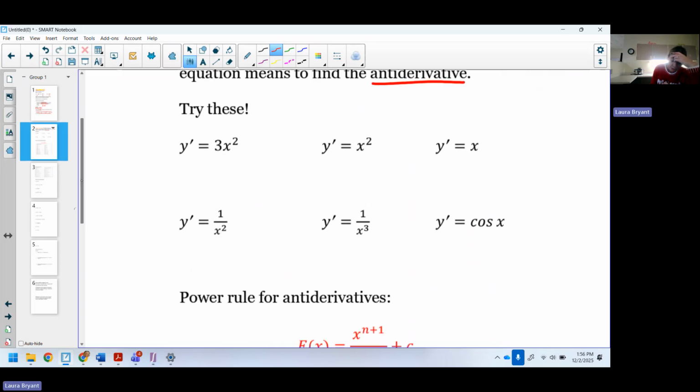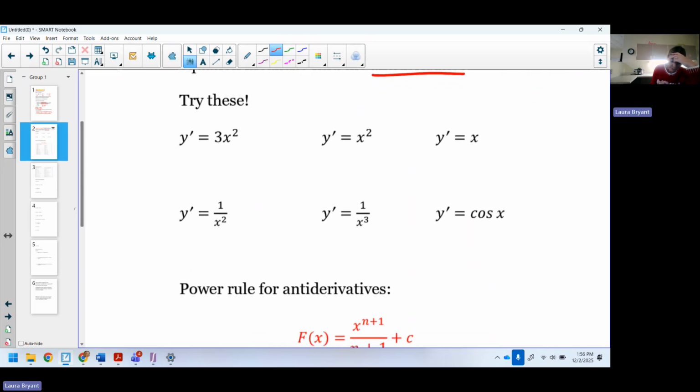Okay, we're going to start out first, before we do any official rules, just thinking through these ones. I want you to think ahead about what you think this original was. Hopefully you can think, oh, that would be x cubed originally, because the 3 as a power moves down to the front and becomes that coefficient. And then I subtract 1 from the power. And then a little bit more difficult.